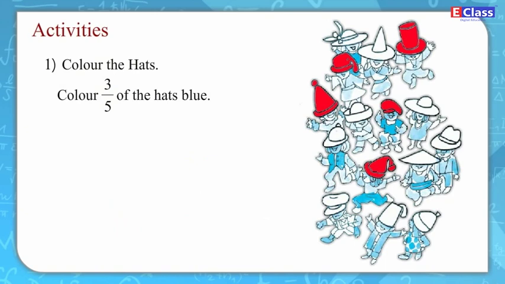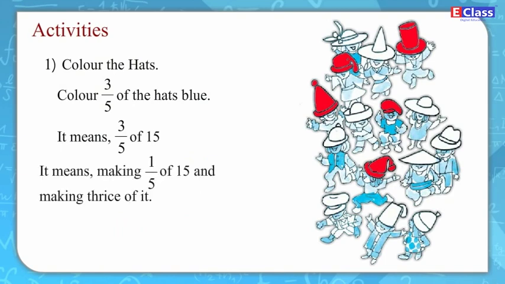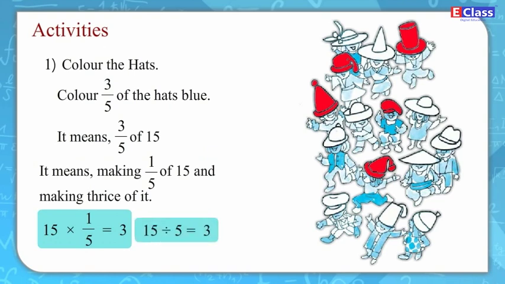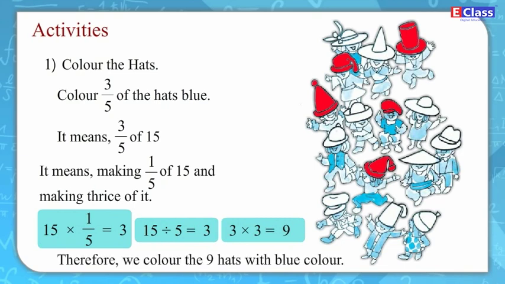Color 3 upon 5 of the hats blue. It means 3 upon 5 of 15. It means making 1 upon 5 of 15 and making thrice of it. 15 multiplied by 1 upon 5 is equal to 3. 15 divided by 5 is equal to 3. 3 multiplied by 3 is equal to 9. Therefore, we color 9 hats with blue color.